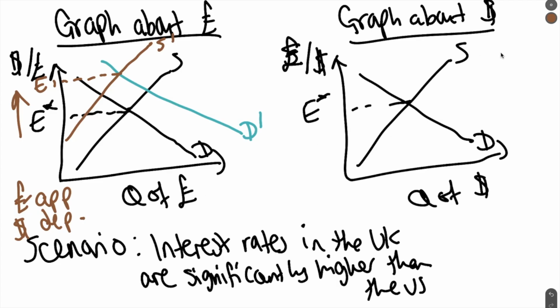Let's do the same thing, but with the graph about the dollars. So now the dollar is the home currency, the pound is the foreign currency. So people with pounds don't want the dollar as much. The foreigners don't demand it as much. So we're going to see demand shift downwards.